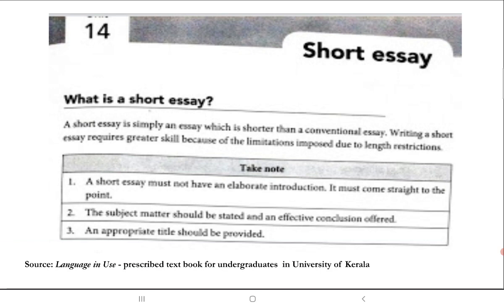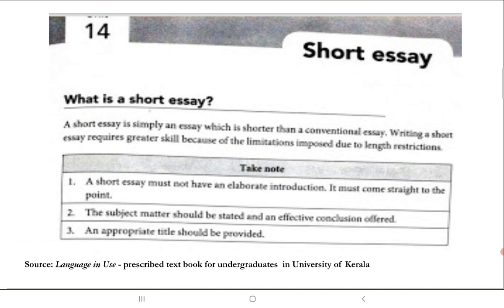So now let us look into what a short essay is. A short essay is simply an essay which is shorter than a conventional essay. Of course, you know what you are supposed to write for your 15 marks in your answer sheets, definitely of 1500 words in length. But a short essay will most probably be lesser than 500 words in number. Sometimes it will be 250 words. So this is simply an essay which is shorter than a conventional essay.